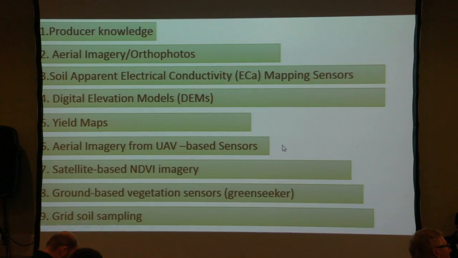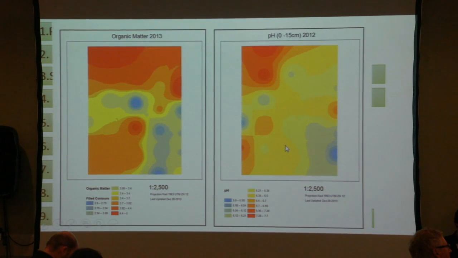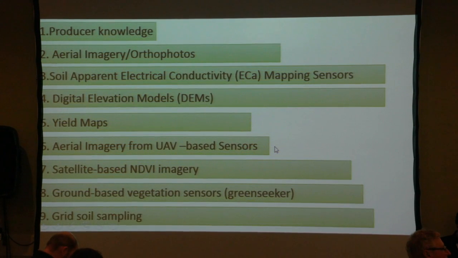For every soil test that you can have at the lab, you can create a map as well. So we've got organic matter on my left. It's probably, yeah, that's your left. And pH on the right.